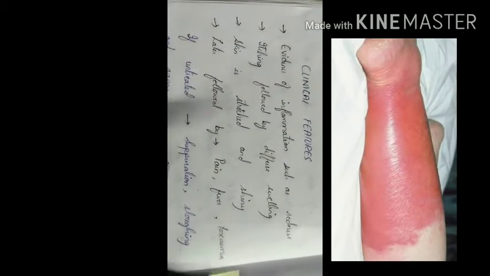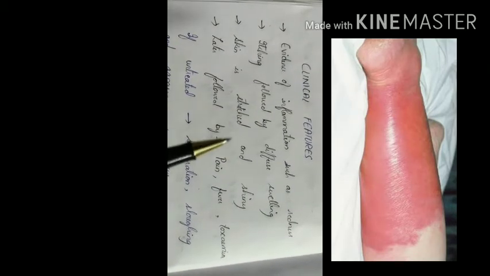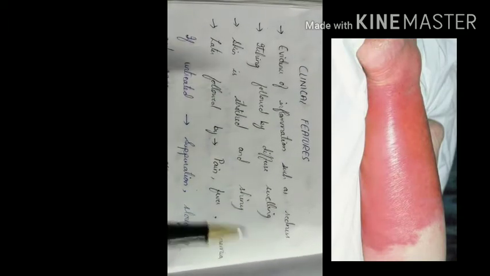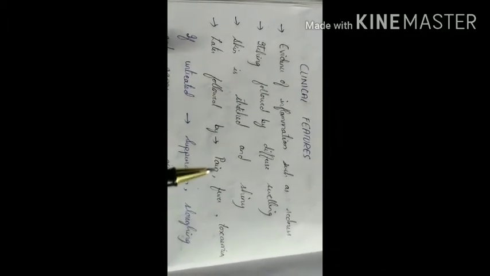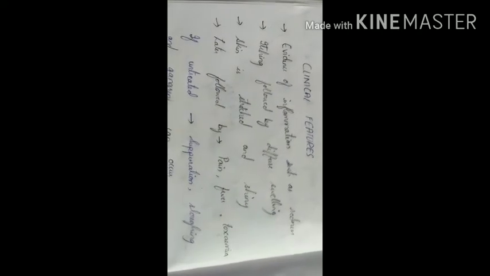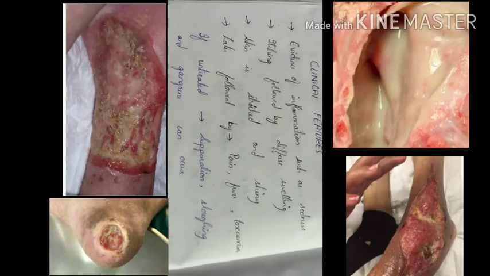Next are the clinical features. There are signs of inflammation such as redness, pain and swelling. There is itching in the affected site, which is followed by diffuse swelling. Diffuse swelling occurs because of spreading of inflammatory exudate. The skin is stretched because of accumulation of fluid, and it is shiny. Later this is followed by pain, fever and toxemia. If all this is left untreated, then there is suppuration, sloughing and ultimately gangrene formation.